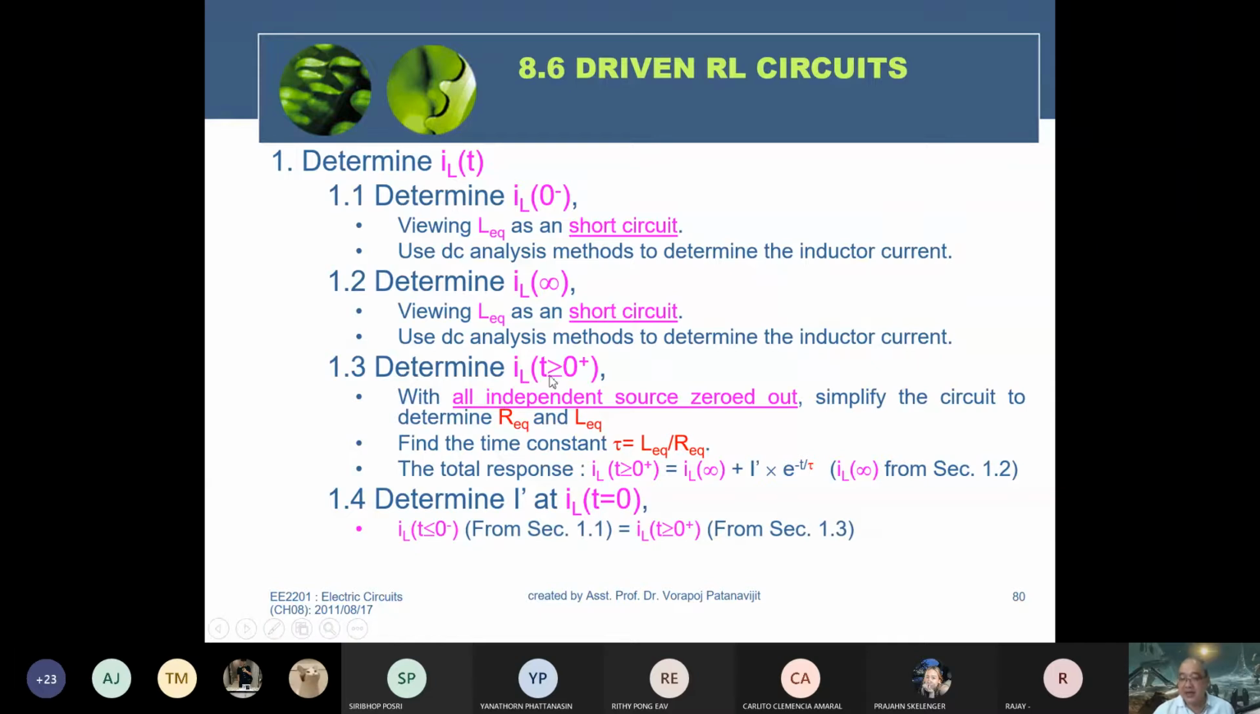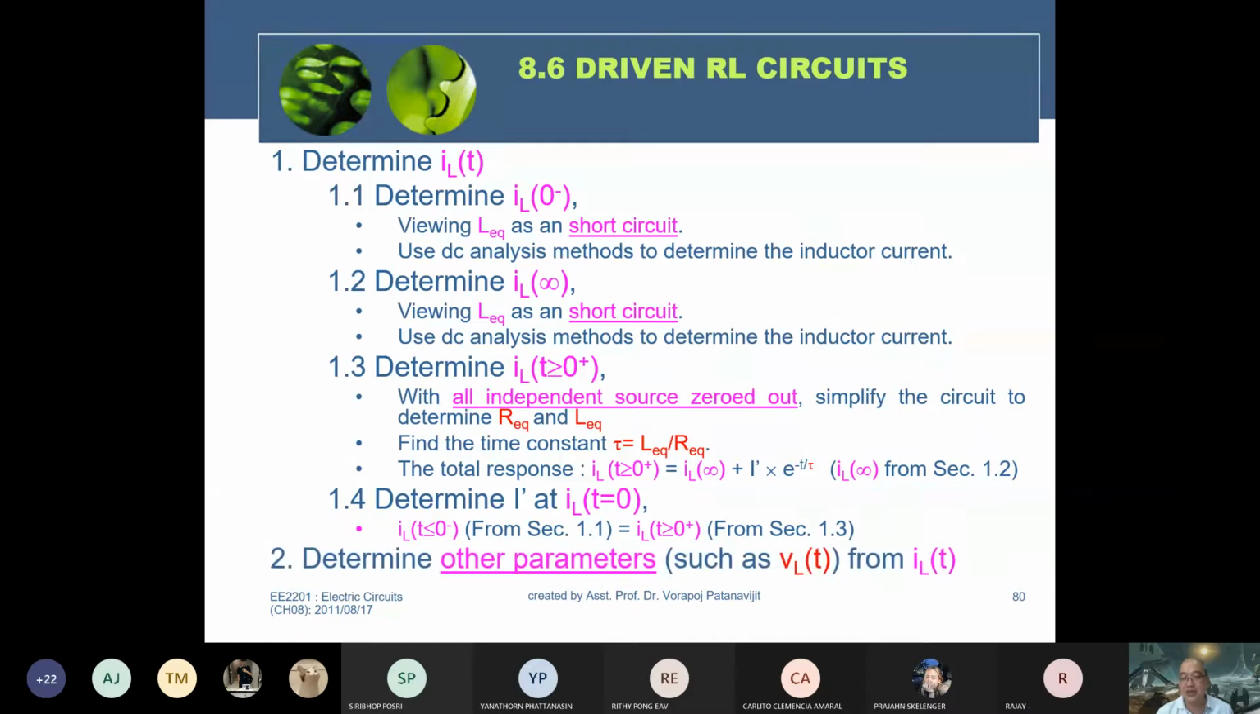In the equation that you computed from step 3, there is one unknown that you cannot compute in this step yet. To find the unknown, you can use step 1, IL for time less than 0, and step 3, IL for time greater than 0. Both of them are the inductor current but at different times: one is for time less than 0, one is for time greater than 0. Both of them are equal when time equals 0.